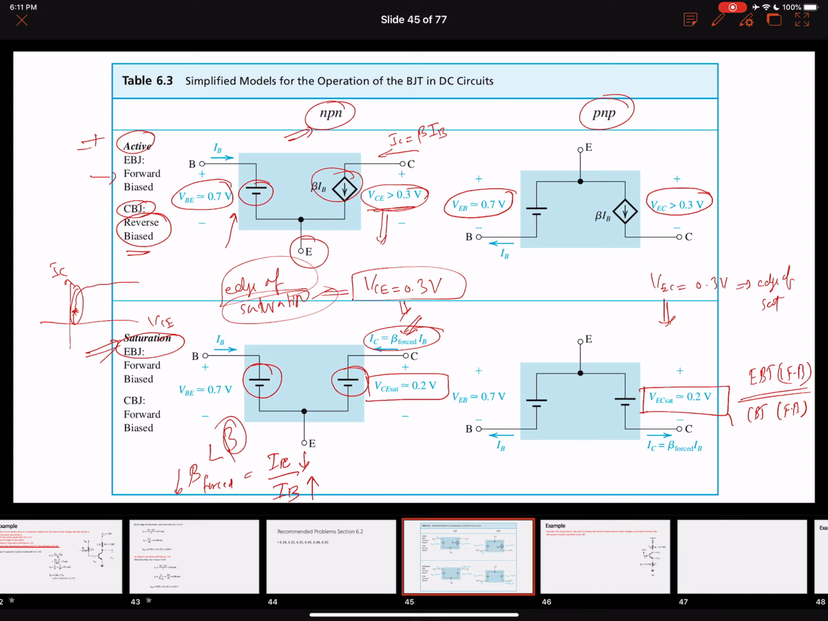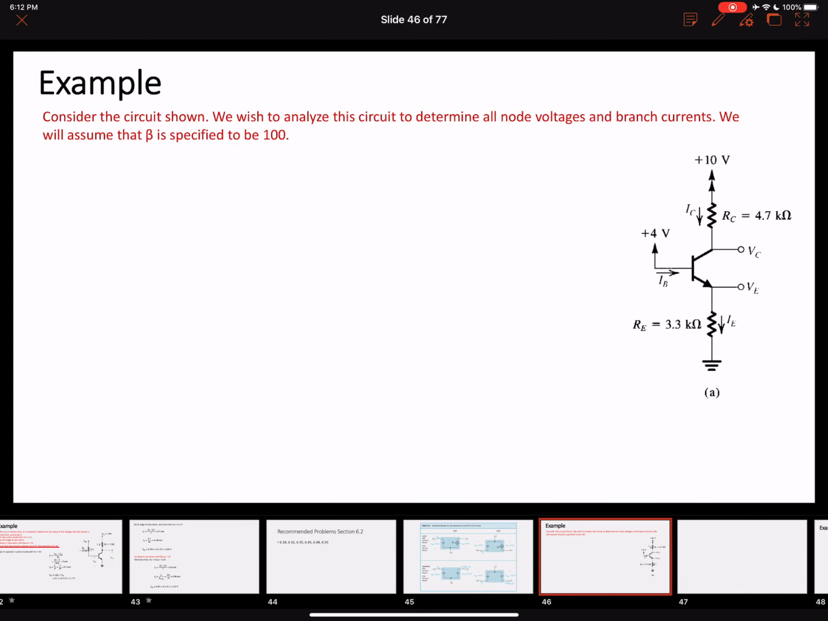This is when it is operated deeper into the saturation region, and VCE is almost equal to 0.3 volts when it is at the edge of saturation, as it is moving from the active to the saturation region, or the collector to base junction is becoming forward biased, moving from the reverse bias to the forward bias condition. Okay, now let's move to some examples. We're going to do some of the examples here today.